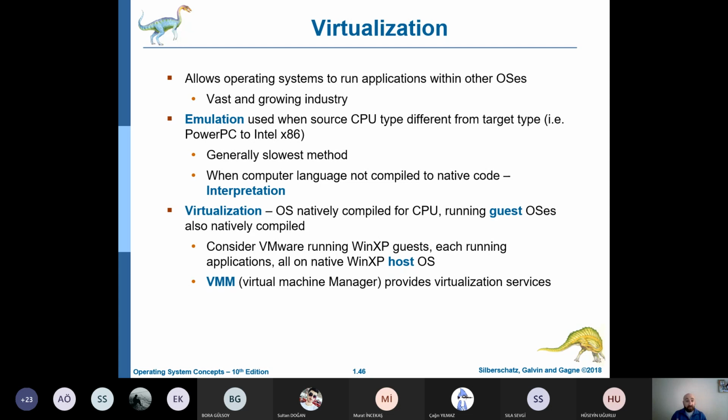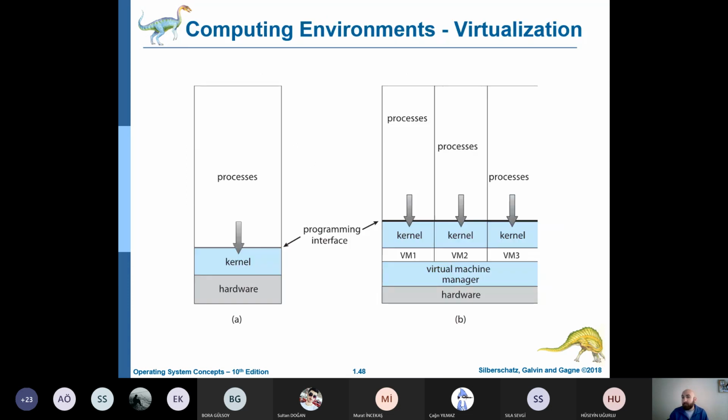Virtualization allows operating systems to run as applications within other operating systems. Actually, they are operating systems, but from some point of view, we can say that these operating systems are application programs on other operating systems. At first look, there seems to be little reason for such functionality, but the virtualization industry is vast and growing. Here you can see an abstraction of virtualization.